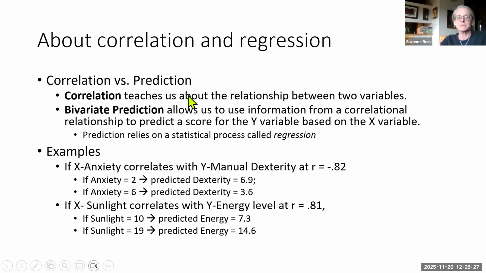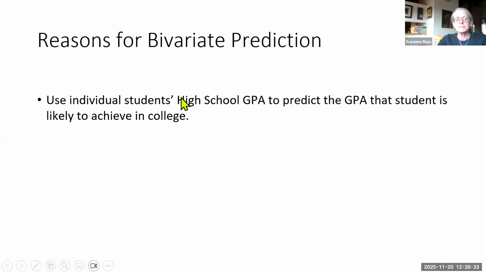Okay, so that's how it's used. All right, that's what we can do with correlation, we can make these predictions. So some reasons, and these are reasons that are used. We could use individual students' high school grade point average to predict their likely college grade point average. And that means for an individual student.